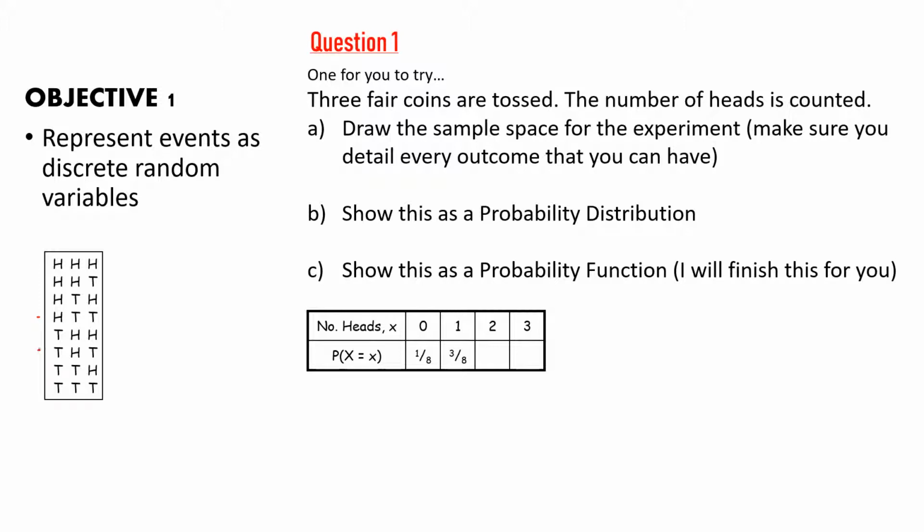1, 2, 3. Two heads: there's 1, 2, 3. And that leaves the time when there's 3 heads, the 3 heads at the top, which is 1/8. And that is our probability distribution, and we can answer questions based on that as it goes.